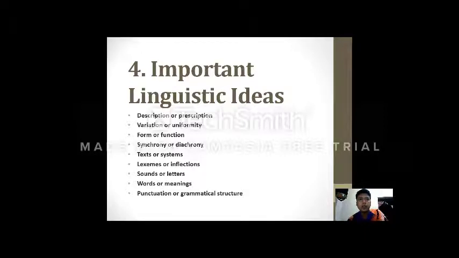The next one is synchrony or diachrony. Synchrony and diachrony are two different and complementary viewpoints in linguistic analysis. A synchronic approach considers a language at a moment in time without taking its history into account. Synchronic linguistics aims at describing a language at a specific point in time, usually the present. By contrast, a diachronic approach considers the development and evolution of a language through history.